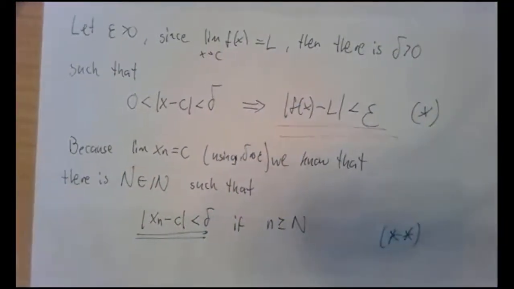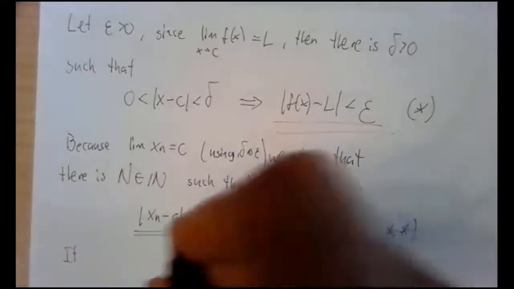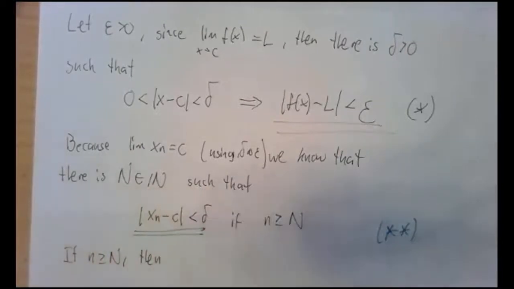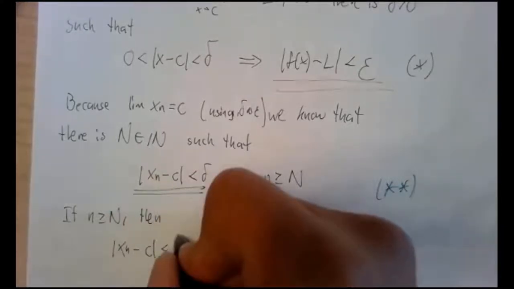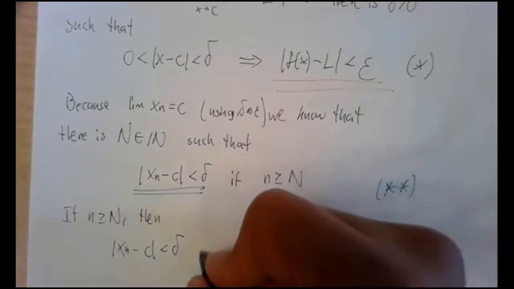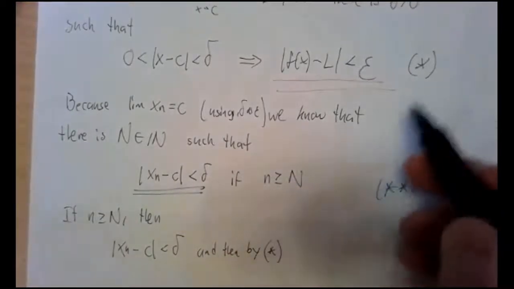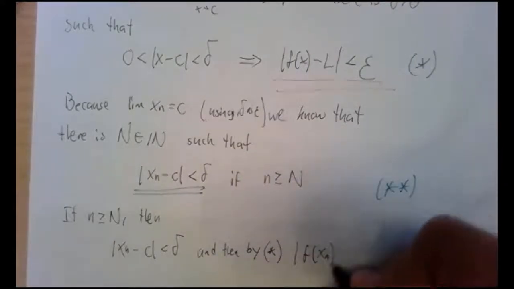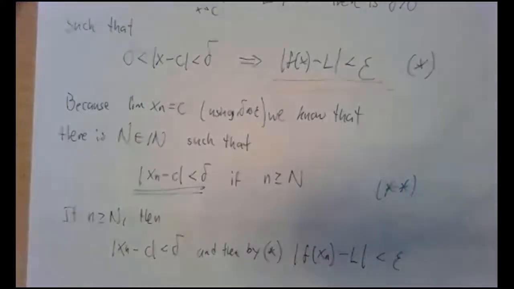So now, if little n is bigger than capital N, then this is what happens. First, the absolute value of xn minus c is less than delta by this part. And then by star, by this one over here, the absolute value of f of xn minus L is less than epsilon. So what's the conclusion?